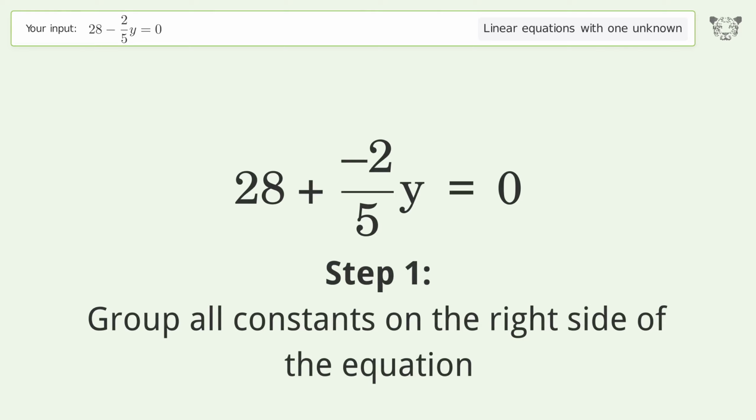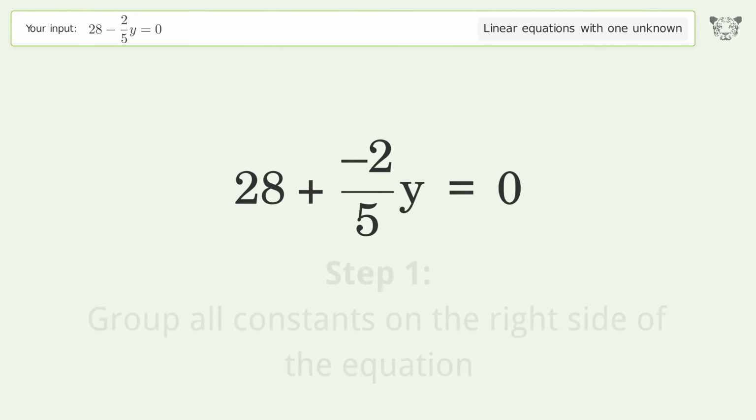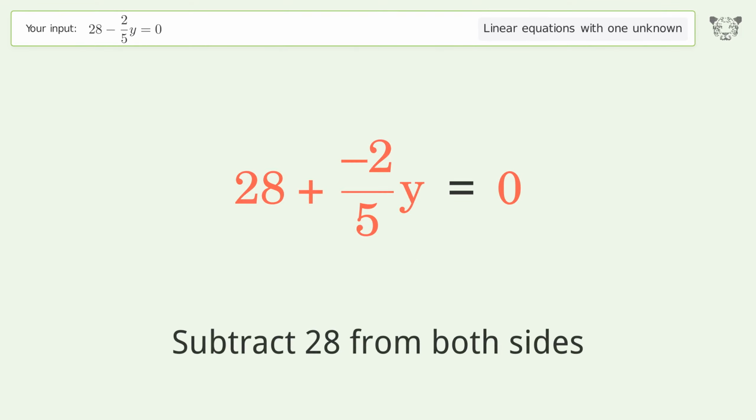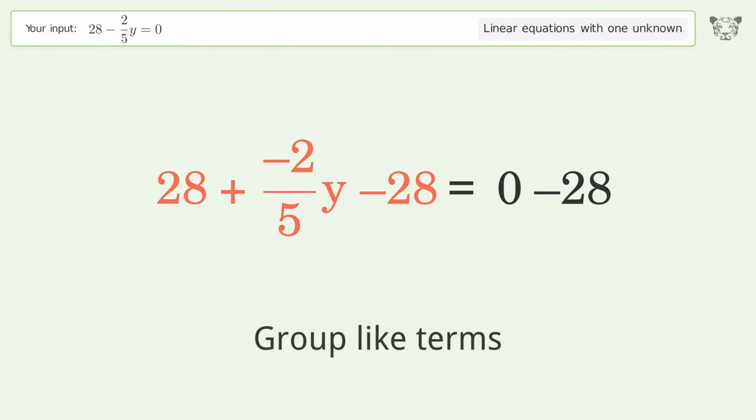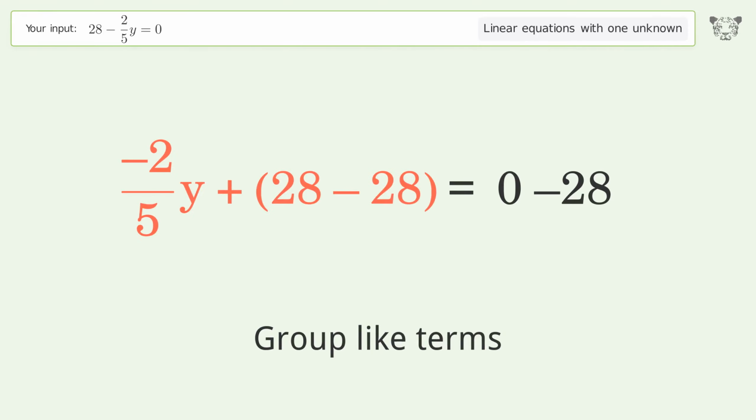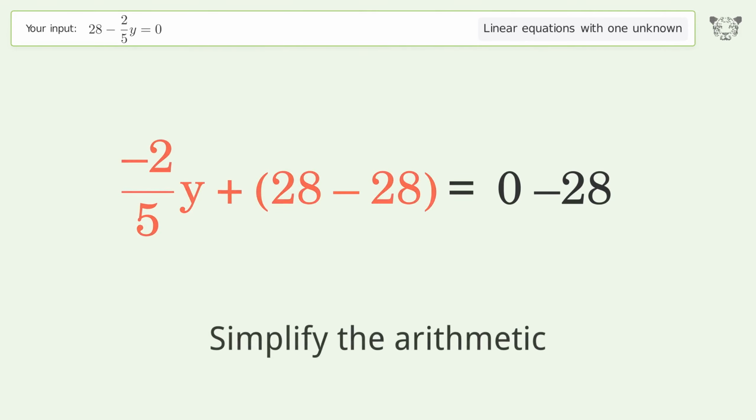Group all constants on the right side of the equation. Subtract 28 from both sides. Group like terms. Simplify the arithmetic.